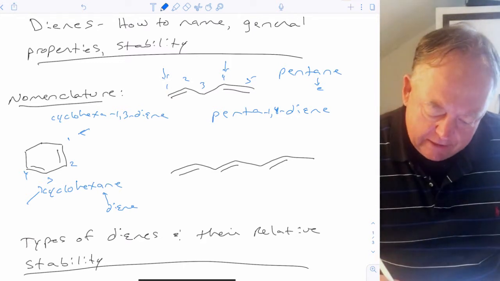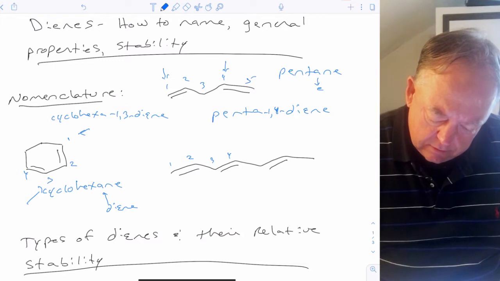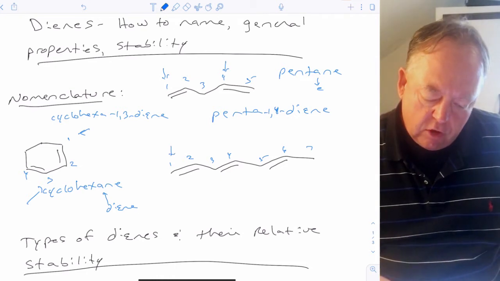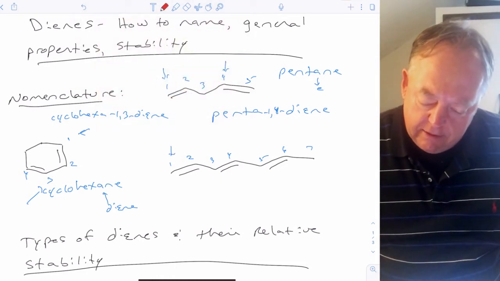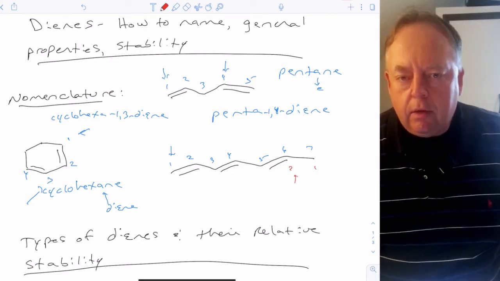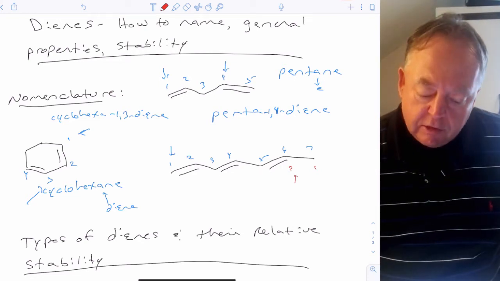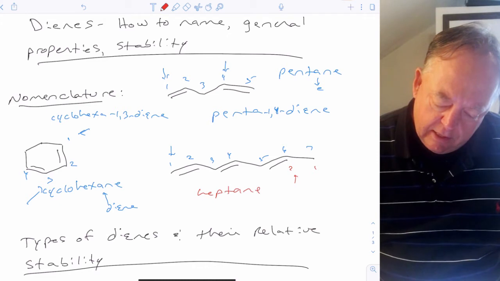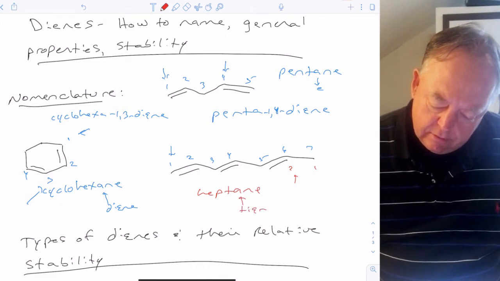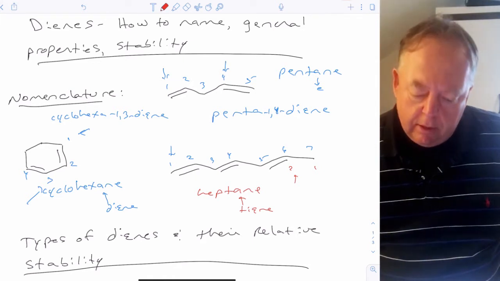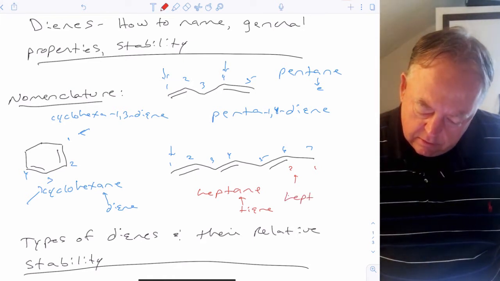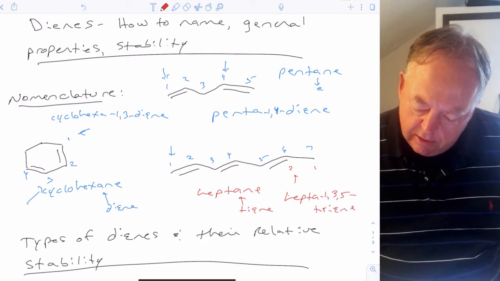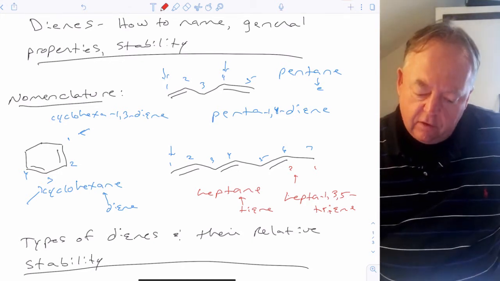And similarly for trienes, of course we would start numbering from the left because then the first double bond would start at carbon number 1. If we started numbering from the right, then the first double bond would start at carbon number 2, and we want to keep the numbering scheme as low as possible, so we number from the left. So 7 carbons would be heptane, and then we're just going to stick triene here instead and indicate where each double bond starts. So that would be hepta-1,3,5-triene.